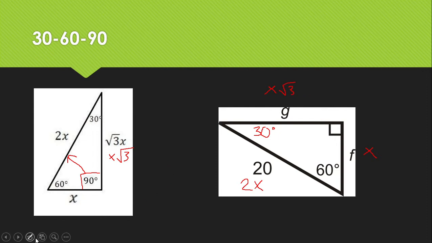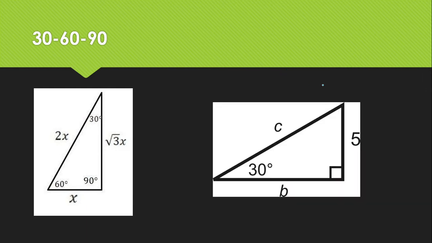So now I'm ready to actually find these missing sides. I don't know what x is, but I do know over here that 2x equals 20. So I'm going to write that down like a little equation. 2x equals 20. And if we solve that equation, divide by 2 on both sides, we end up with x equals 10. And that's going to help me label my other sides once I find x. So over here, this side is x, which means it's 10. And this side is x root 3, which means it's 10 root 3. Voila!